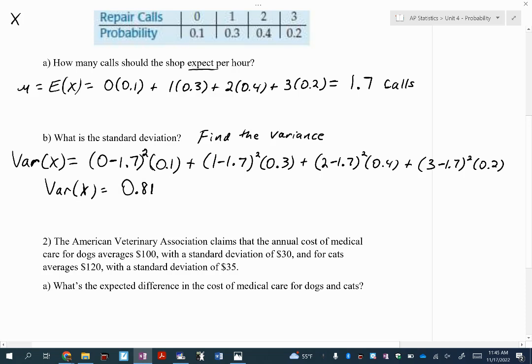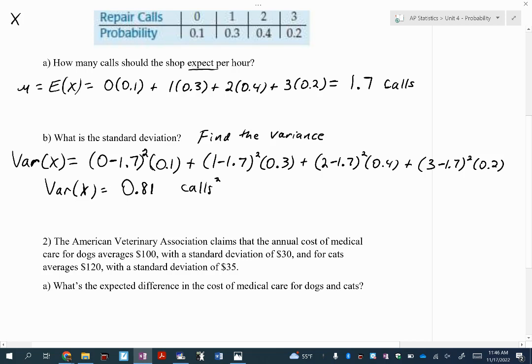Who's got units? Who's got units for us? Yeah, you're almost there. It's not calls, but it is calls, but it's not. Nope. Nice. What did we do to these differences? What did we do to the differences? We squared them. So the units is squared calls or calls squared.